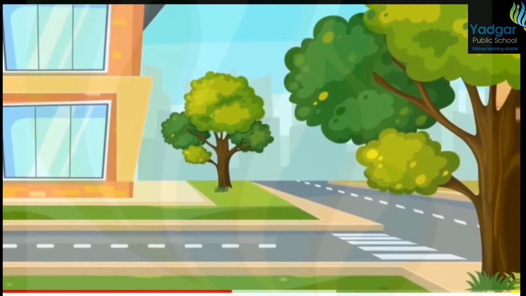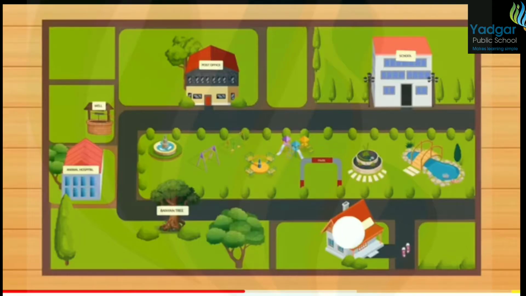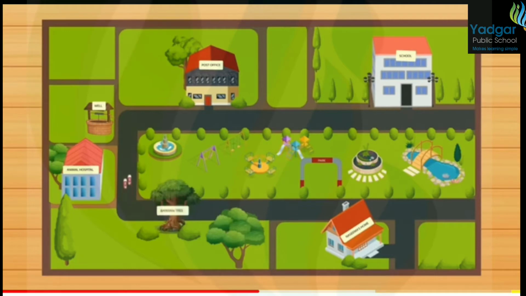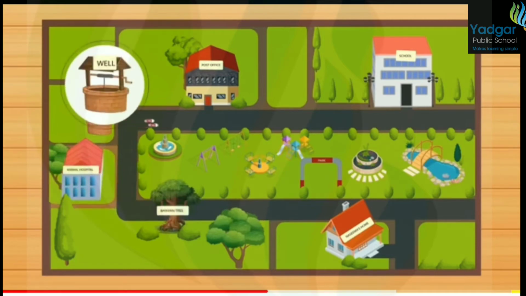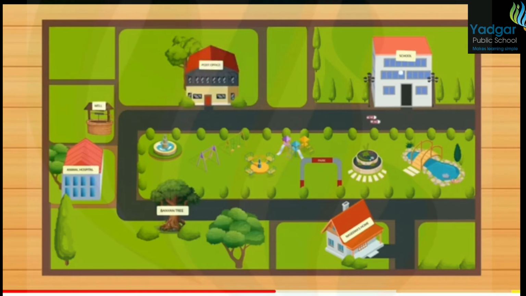This path goes from Nasima's home to her school. Let's see how she reaches her school every day. She takes a left from her house, then a right from the banyan tree, then goes straight from the animal hospital, then right from the well, straight from the post office, and there she arrives at the school.